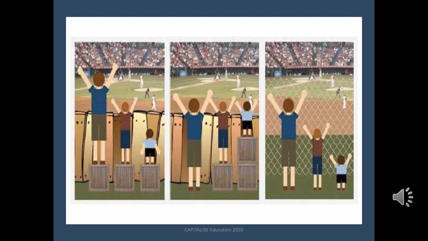The third image represents the concept of universal design for learning, because in this instance, teachers have identified what are the barriers that exist to participation and learning. And in this image, the fence has been removed to remove the barriers to accessing the game so that all of the 3 people in the image can see the game.